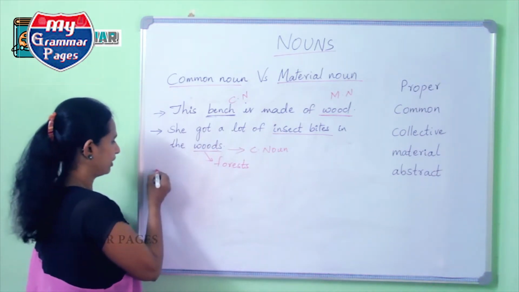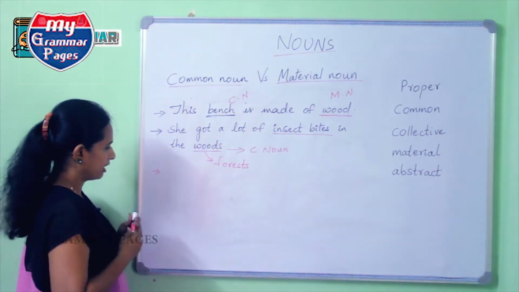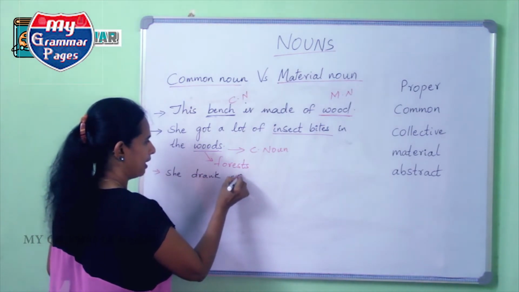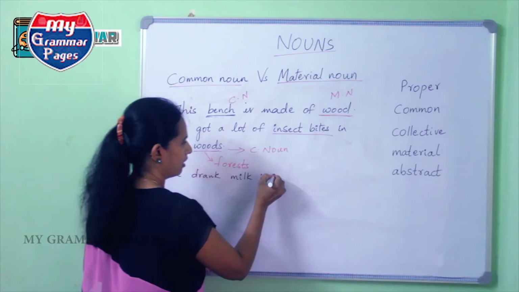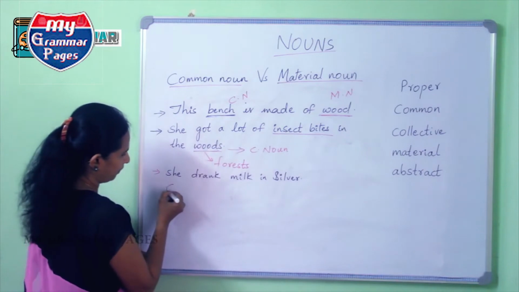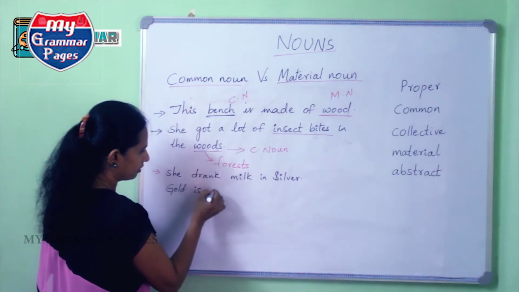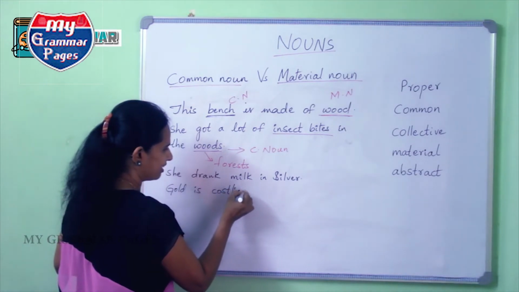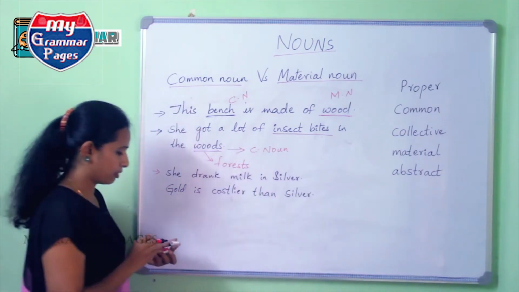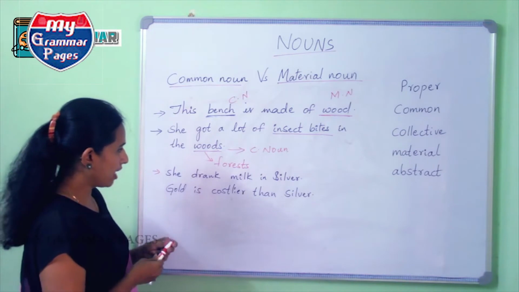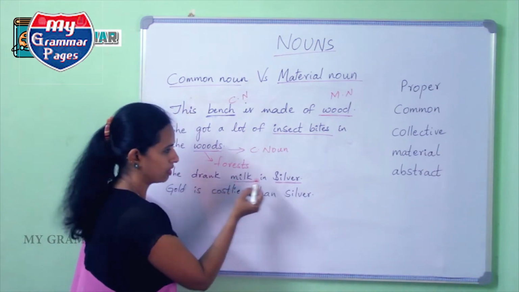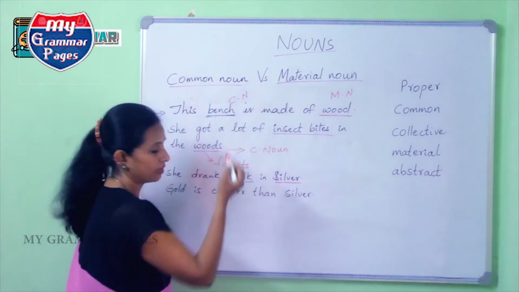Now let me take one more example. She drank milk in silver. Gold is costlier than silver. Now let us see the difference between both the silvers here. So she drank milk in silver. Here milk is also a noun, this is a common noun, and let me tell you the difference between the common noun and the material noun here.